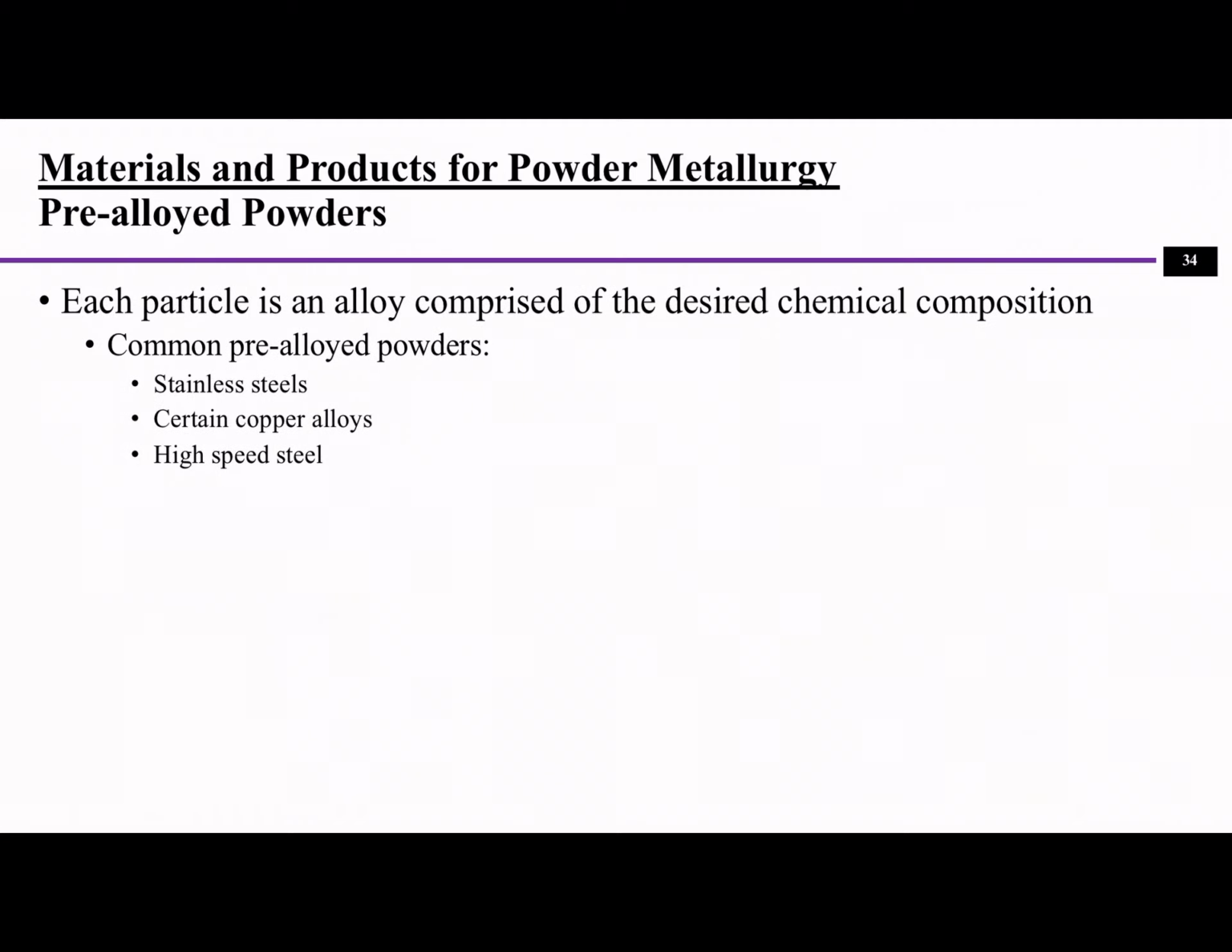Also, we can use pre-alloyed powders. Pre-alloyed powders means each particle is the alloy. Some typical pre-alloyed powders are stainless steels, some copper alloys, or high-speed steels. In this case, we do not need to manipulate the properties of the products after they are made. We can just use those raw materials as already alloyed powders to create the shape of the product we want.